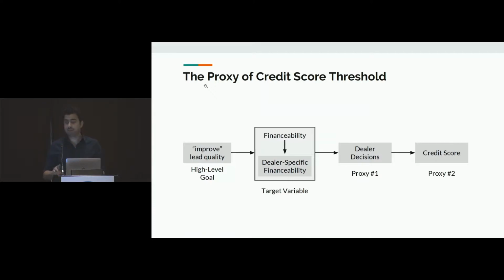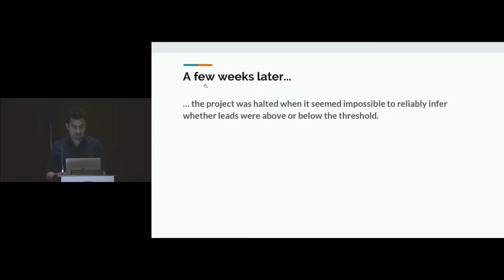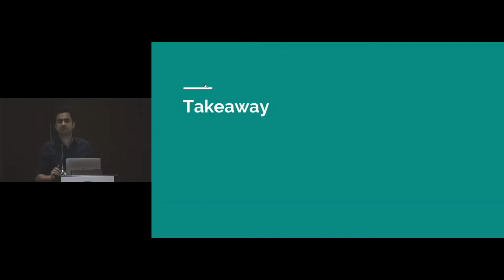Now, this solution proved less helpful than expected because certain credit score ranges traversed a crucial threshold. As a result, leads could not be cleanly separated into the above and below 500 ranges. Data scientists tried many ways to overcome this challenge, but things just weren't working out. The project continued for a few weeks before it was halted when it seemed impossible to reliably infer whether leads were above or below the threshold. The teams considered purchasing additional credit score information from third parties, but ultimately rejected the idea due to its uncertain utility and significant cost.